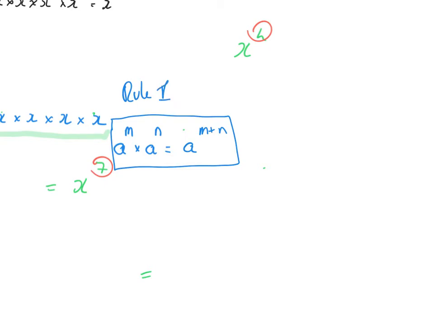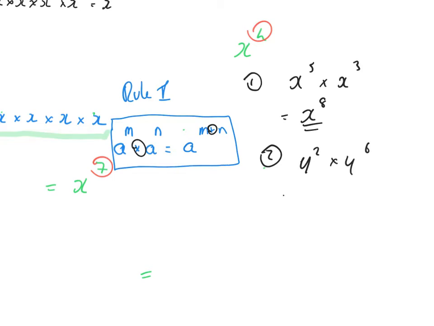Okay, so we're going to use that rule 1 just now and try a few examples. Okay, x to the 5 times x cubed. So what do I do with the powers? I add them together. Why is that? Because I'm multiplying. So when you multiply, you add the powers. 5 and 3 is 8, x to the power 8. Okay, question 2, y squared times y to the 6. 2 plus 6 is 8, y to the power 8. Question 3, x to the 9 times x to the 3.